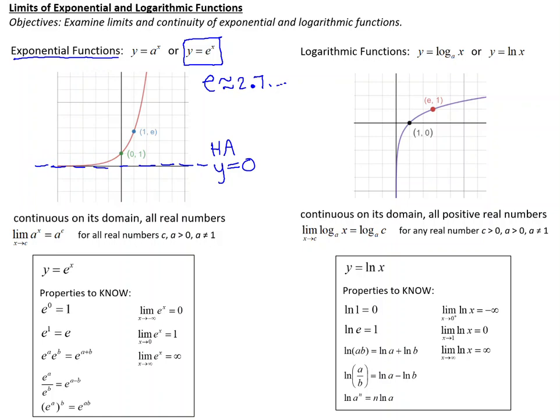We can remember that as x approaches negative infinity, e to the x approaches 0. It gets closer and closer to 0. That is an extremely important thing to remember about that exponential growth function.